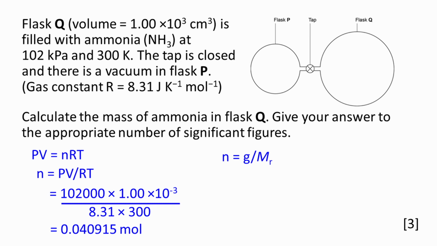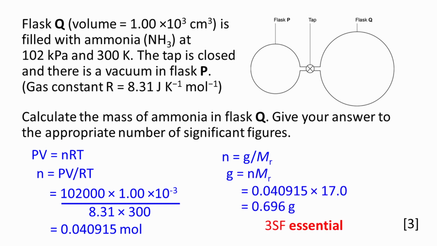Next, we have to use the expression amount of substance is equal to mass divided by molar mass. Rearrange to make mass the subject. I use the letter g to represent mass. This is a reminder that mass must be expressed in grams. Mass is equal to amount multiplied by molar mass. The molar mass of ammonia is 17.0 grams per mole. The mass of ammonia works out to be 0.696 grams.